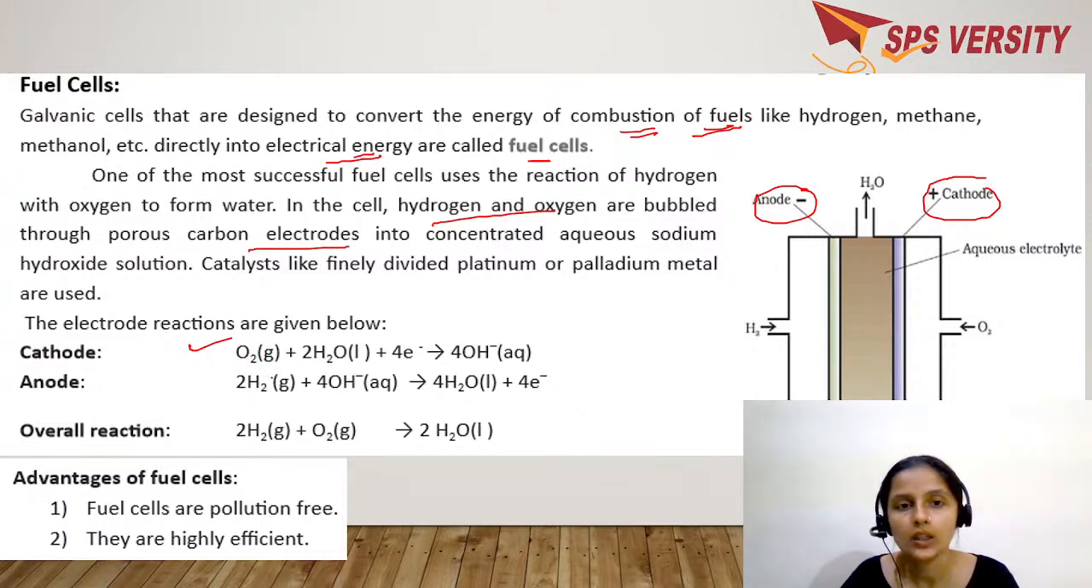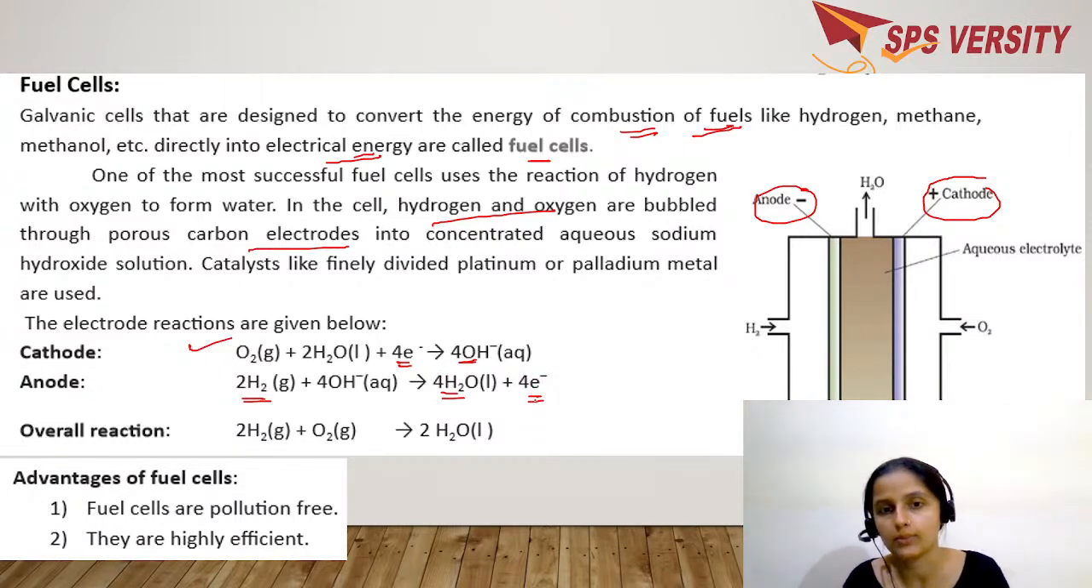You take the aqueous sodium hydroxide, so water will be there. Oxygen, which is bubbled through the cathode side, undergoes reduction. Oxygen combines with water and 4 electrons to give 4 OH minus. This 4 OH minus reacts with the hydrogen passed through the anode, and this gives 4 water molecules, and the electrons are given out. So this is after balancing, multiplying by enough number of electrons. You cancel out the common terms, and at the end you get hydrogen plus oxygen gives rise to water.